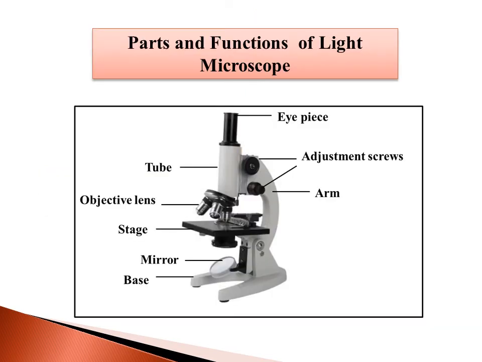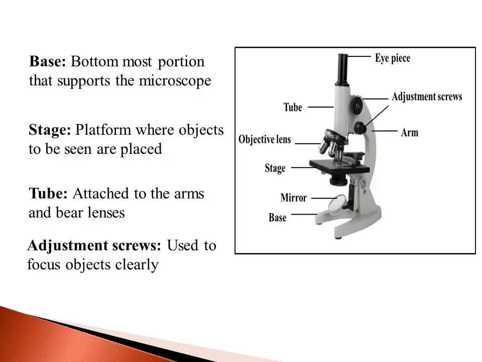Today, our topic of interest is the parts and functions of a light microscope. You can see from the diagram that a microscope consists of an eyepiece, adjustment screws, arm, tube, objective lens, stage, mirror and a base. Now we will discuss about each part of a microscope one by one.